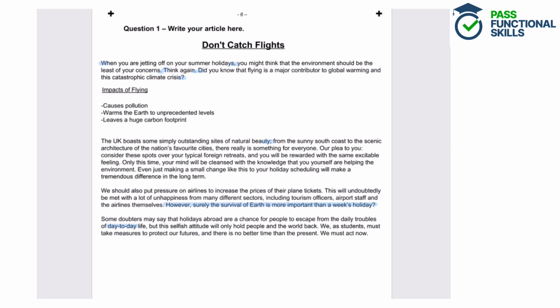As for spelling, you need to spell correctly and try to use longer, more complicated words that might be a bit trickier to spell. So in this answer, all of the spelling is accurate and they've included some tricky, more specialist words like environment, contributor, and catastrophic.